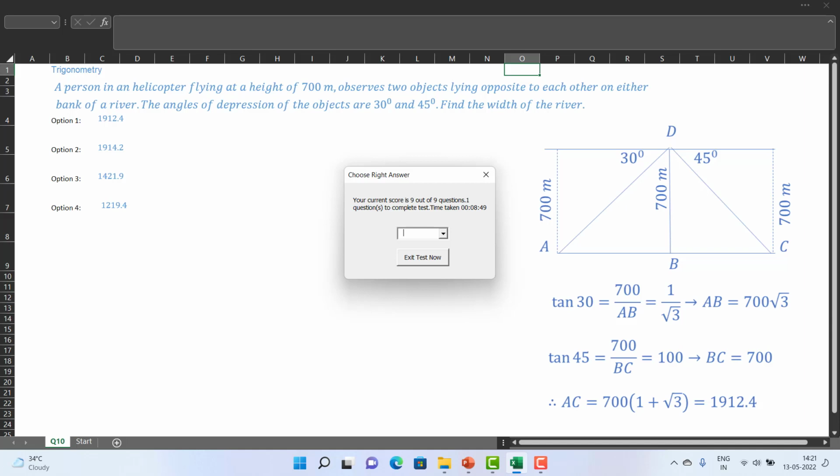Now tan 30, the angle of depression on one side, which is 1 by root 3, is equal to 700 by AB. So AB is equal to 700 root 3. On the other side, tan 45 is 1, that is 700 by BC is equal to 1. Therefore, BC is equal to 700. The distance between the objects is AC, that is AB plus BC, that is 700 root 3 plus 700, which is 1912.4. That is, option 1 is the answer.